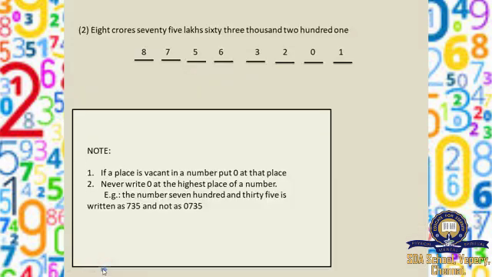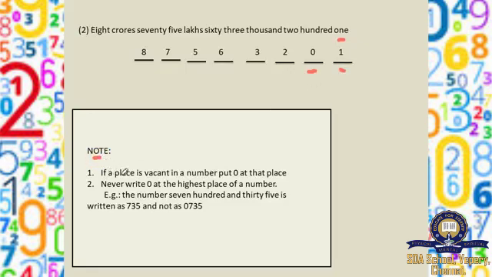Here is an example. 8 crores 75 lakhs 63,201. Crores means 1 followed by 7 zeros, so there must be 8 digits. It is 8 crores, so the starting number should be 8. 75 lakhs, followed by 75. 63,000, so 63. 200, so 2. In the tens place we do not have a number, so we put 0. 1. In the ones place we have 1.